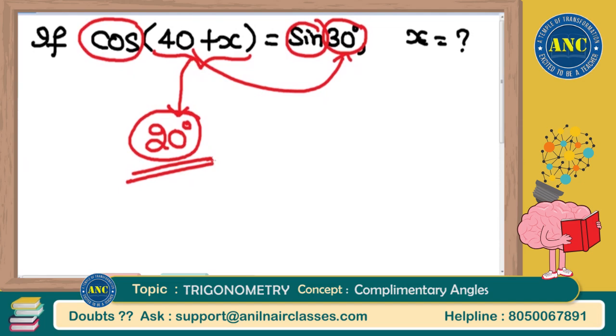I told you in the starting of my class, if cos and sine have to be equal, the sum of the angles should be 90 degrees. This particular angle of cos and this particular angle of sine, the sum should be 90 degrees. That means 30 is there. That means this should be entire 60. 30 plus 60 is only 90. 40 plus something is 90. That something is 20. Easy way of understanding.